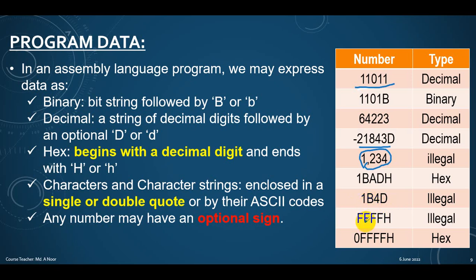Now this one, a hex value. Why is it illegal? Because a hex value must start with a number. You see? A hex value must start with a number. Over here, you would give a 0 at the beginning. The starting number can be 0 to 9, any number, depending on your need.